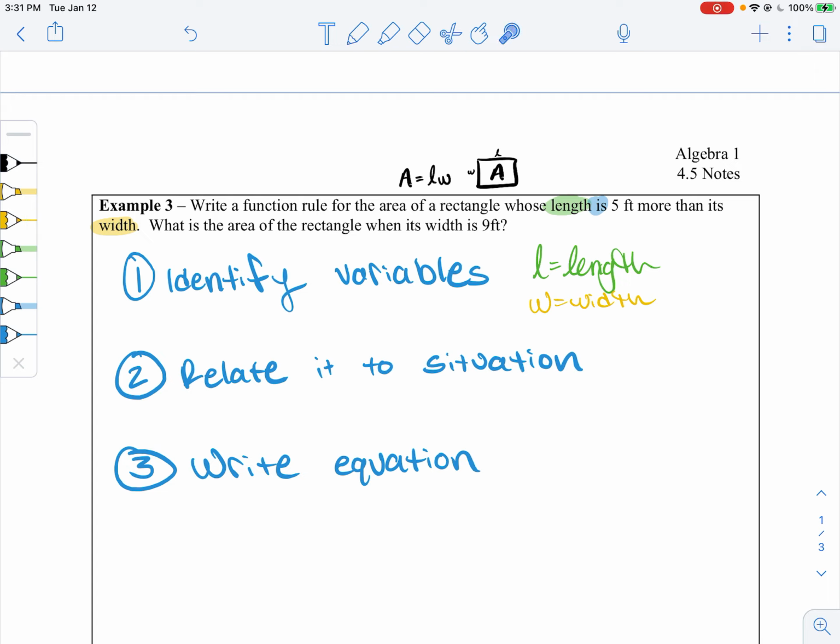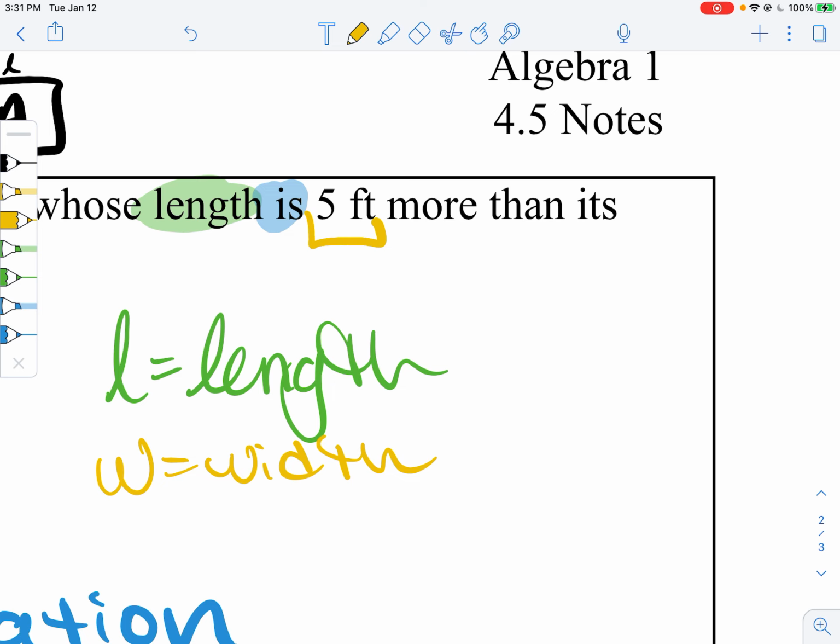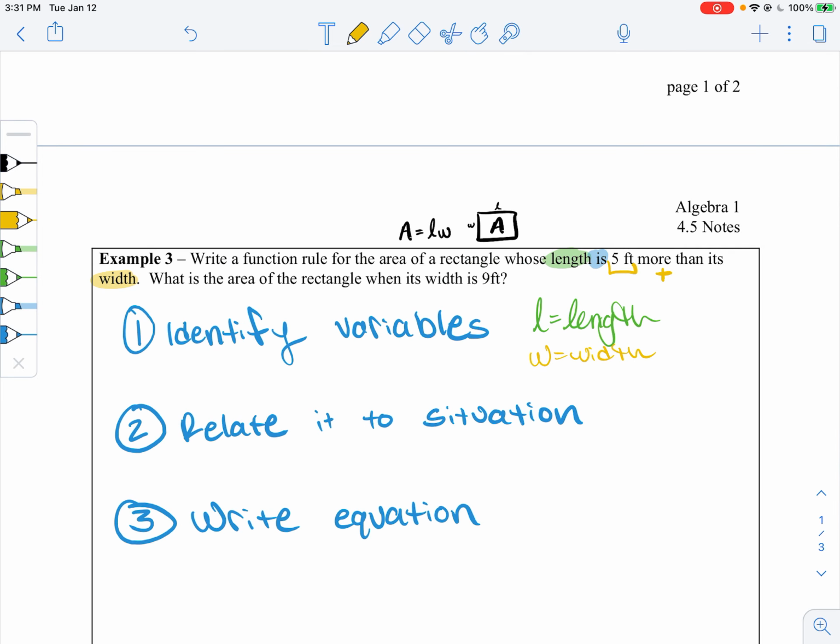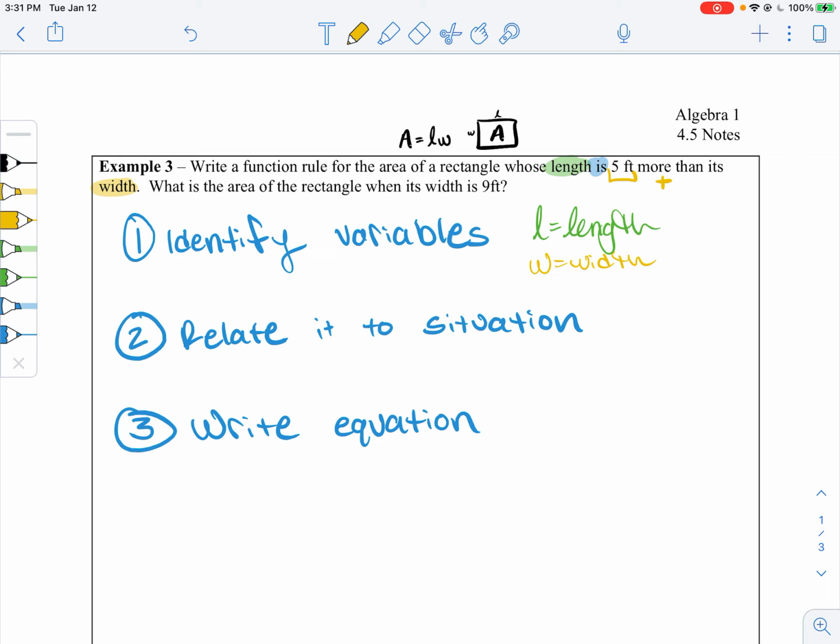Now, the way the problem is stated, length depends on the width because the length is defined by the width. The length is 5 feet, sorry, I missed. The length is 5 feet more than the width. So to write our equation here, we say that length equals 5 plus our width.